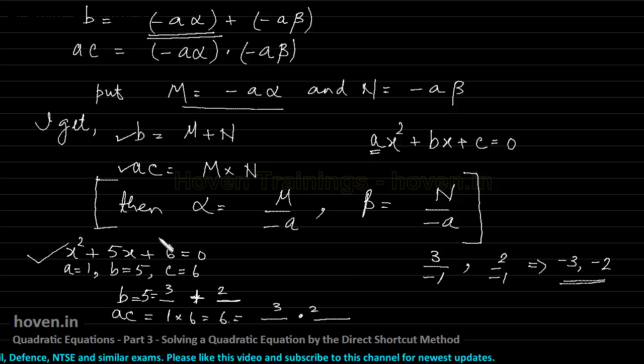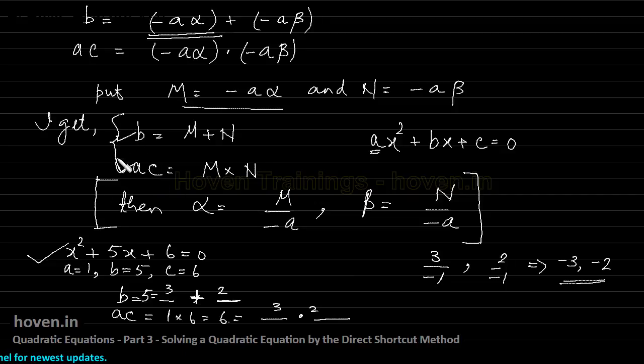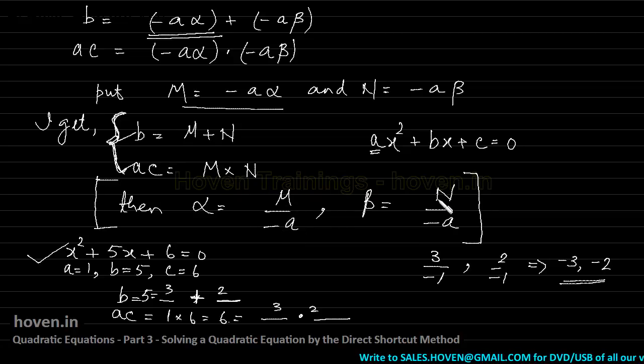So let me summarize the whole story. Find two numbers the sum of which is equal to b, and such that the product of the same two numbers is equal to the product of a and c. First of all, you have to search for two numbers which will add to b, and the product of the same two numbers should be equal to the product of a and c. If I am able to find m and n, then the roots would be m divided by minus a and n divided by minus a. This is the algorithm.